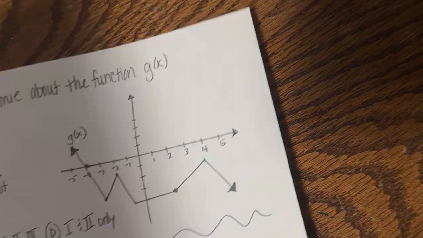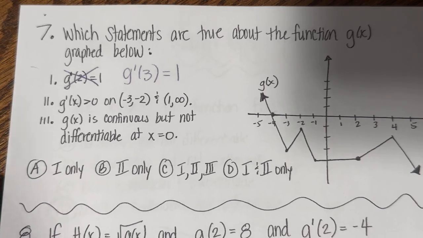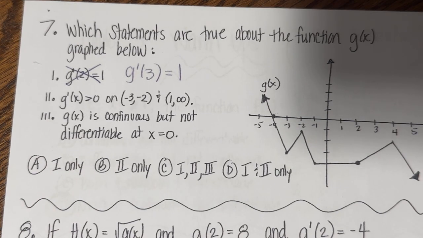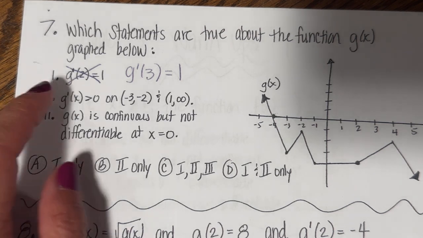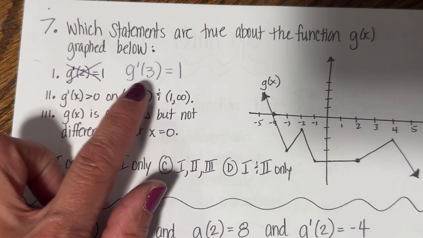Was that all? Nope, 2 more. Number 7. Which statements are true about the function g of x graphed below? So let's see here. Oh, we crossed out this one, so that must have been a typo. So we're at g prime of 3.